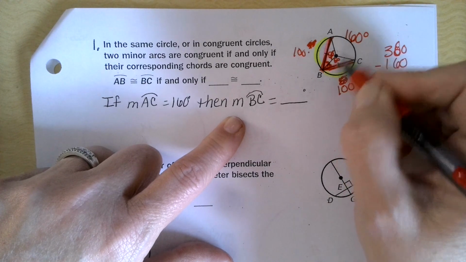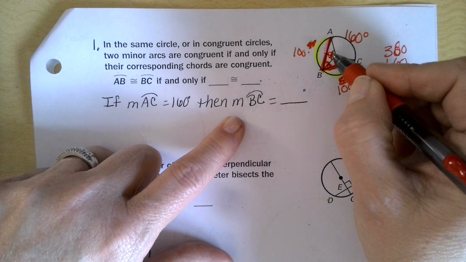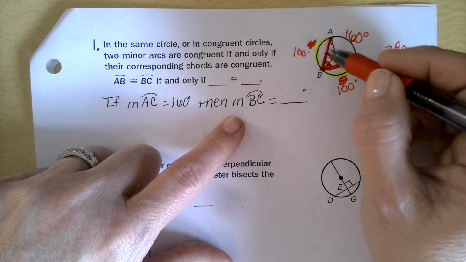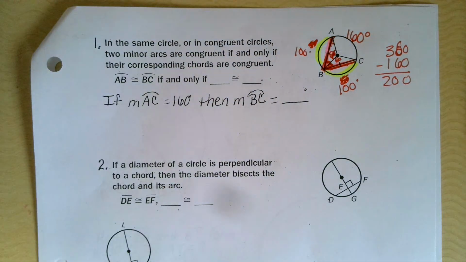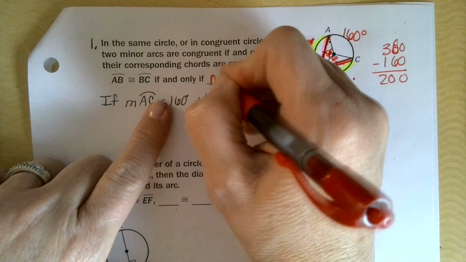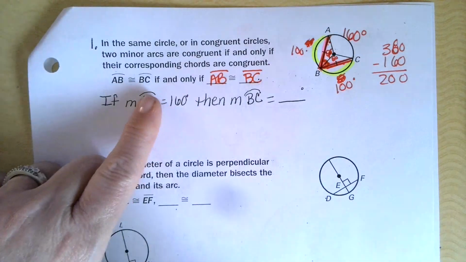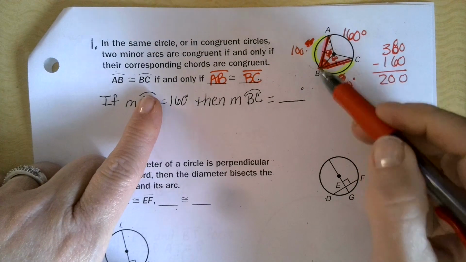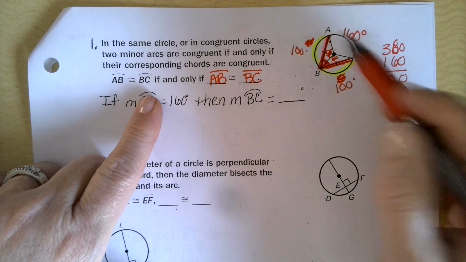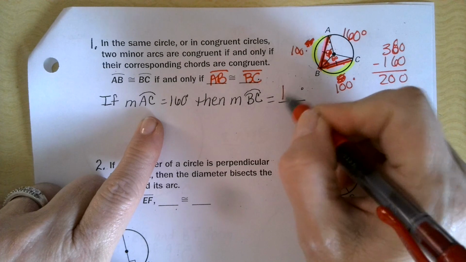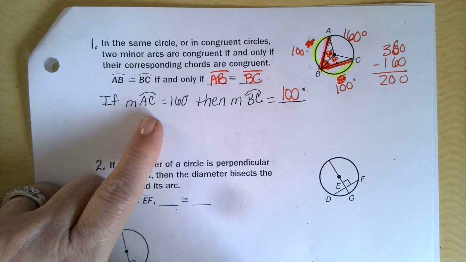And then there's all sorts of things that can happen in here. This is going to be 100. This is going to be 40. This is going to be 40. Just so many things that we've learned that we can apply to these problems. So to complete what's written down, AB is congruent to BC. If the arcs are congruent, then the chords are congruent. If the chords are congruent, then the arcs are congruent. And then this was 100 degrees.